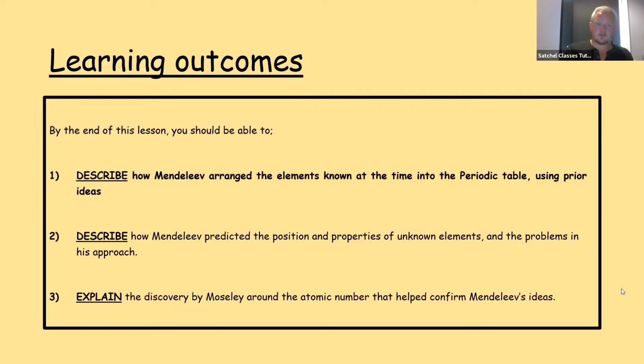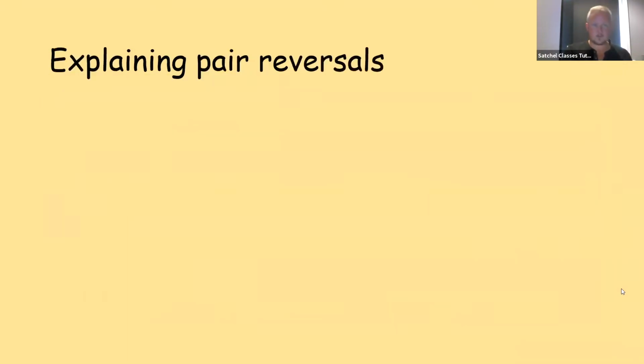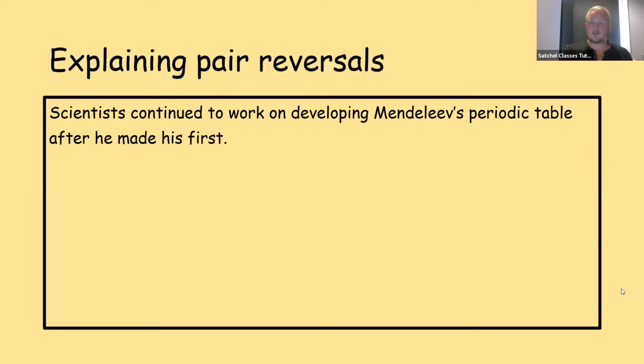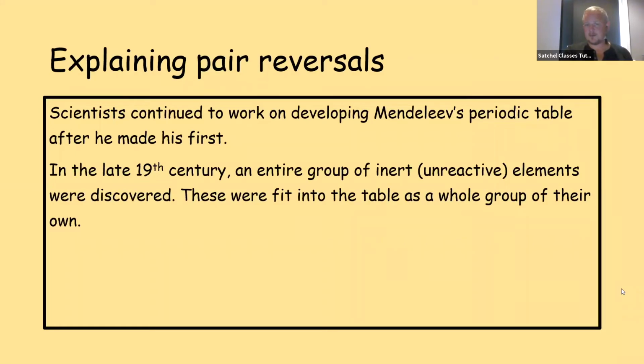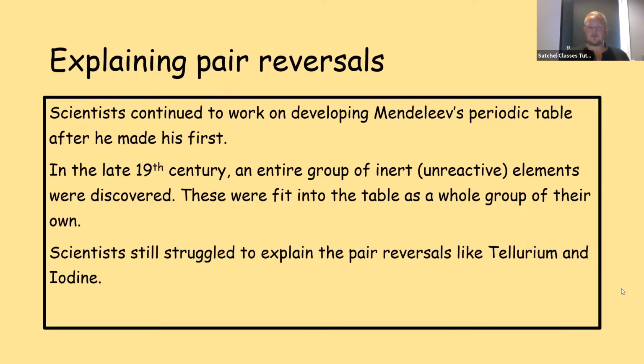Later on, the discovery by Moseley around atomic number helped confirm Mendeleev's ideas, and we're going to explore that now. Explaining the pair reversals then. Scientists continued to work on developing Mendeleev's periodic table after he made his first. In the late 19th century, an entire group of inert or unreactive elements were discovered. Now, these were fit into the table as a whole group on their own because they showed the same chemical properties in that they were completely inert, they were unreactive.